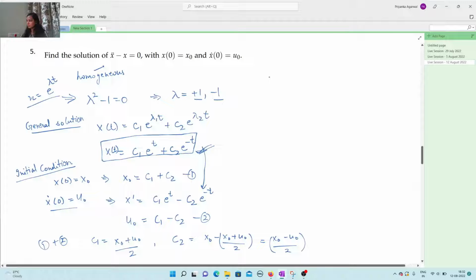So therefore the final solution will be x0 cos hyperbolic of t plus u0 sine hyperbolic of t.